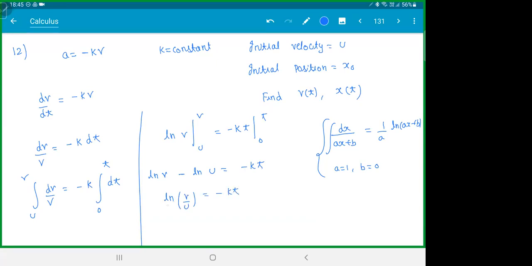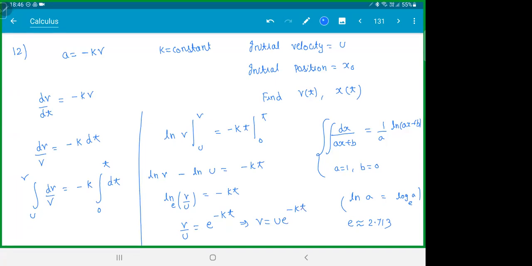When you say ln, the base of ln is actually e. So when you say something like ln a, people don't mention the base. The meaning is actually that it is base e. That is something new which you guys don't know. E is the exponential number, 2.718, just like pi. So v by u is equal to e power minus kt. So we get velocity is equal to u into e power minus kt.